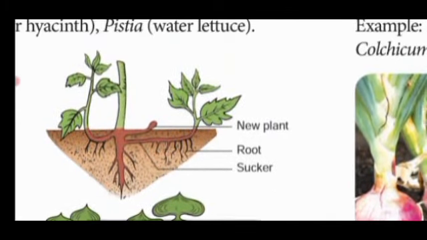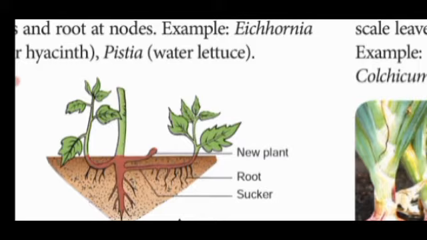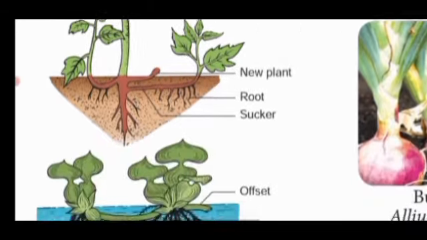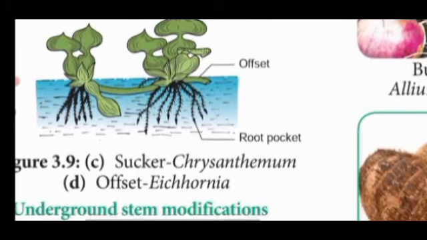So chrysanthemum is an example of the suckers. The sucker develops from the underground stem and grows obliquely towards the soil or upward region, and gives rise to a separate, individual plantlet.